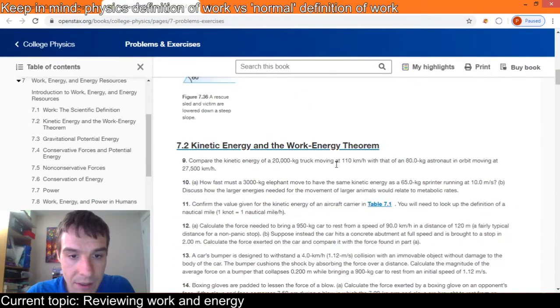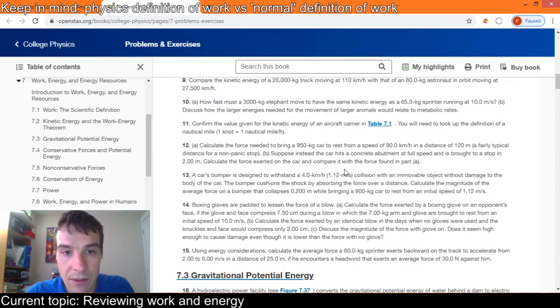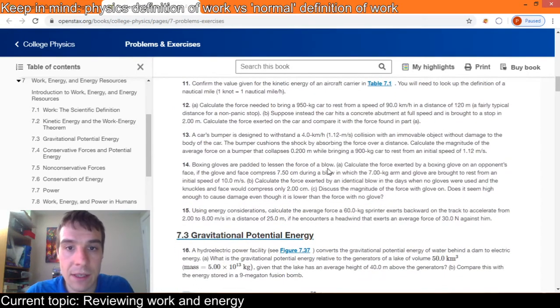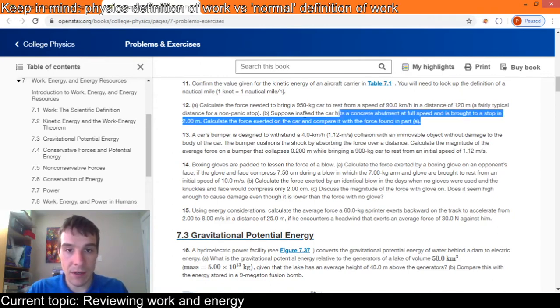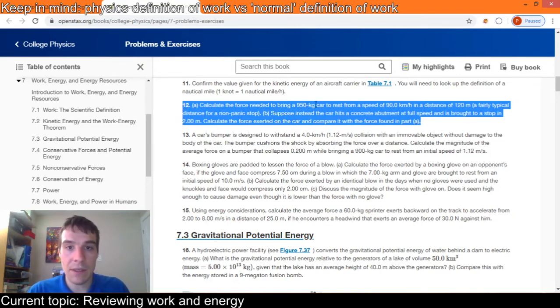Remember that in physics, work is defined as the change in energy, or work is defined as force times distance. So let's try this one here. Calculate the force needed to bring a 950 kilogram car to rest from a speed of 90 kilometers an hour in a distance of 120 meters.